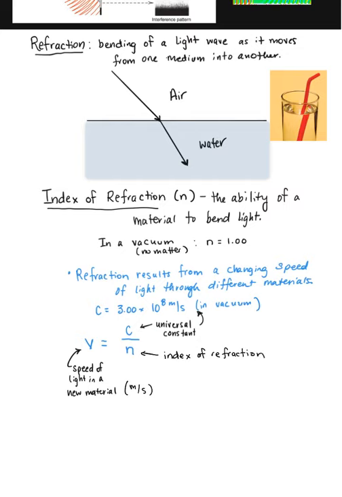For example, water has an index of refraction of 1.33. Let's calculate the speed of light moving through water.